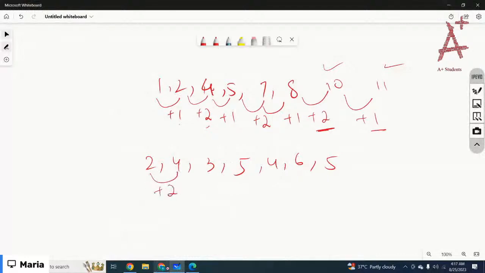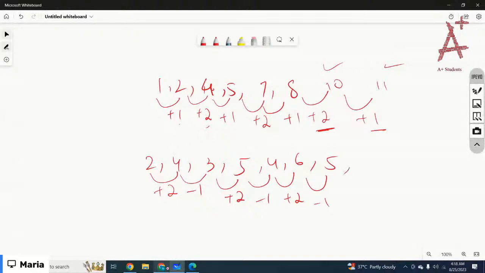2 plus 2 makes 4, then 4 minus 1 is 3, 3 plus 2 is 5, 5 minus 1 is 4, 4 plus 2 is 6, and 6 minus 1 is 5. See how the pattern is growing. For the next term, yes, you have to add one time and subtract one time.